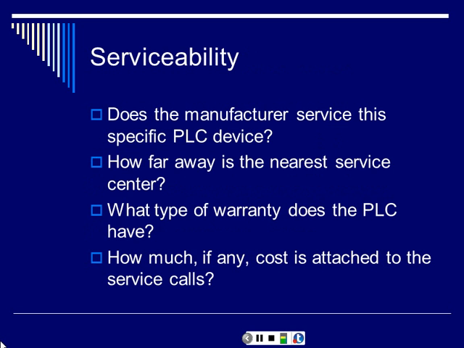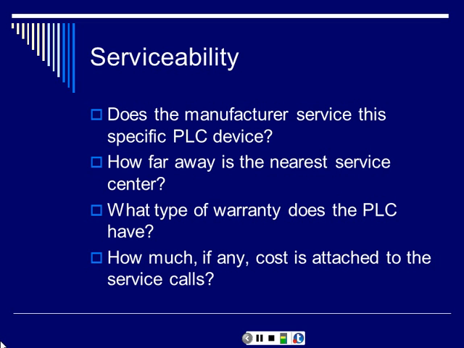Serviceability is, does the manufacturer service the PLC themselves? Do they have local reps that will service them? If I have to send this back to a service center or get somebody out here for it to be serviced, how far is it? Am I going to have to pay travel? That's something most people don't think about.